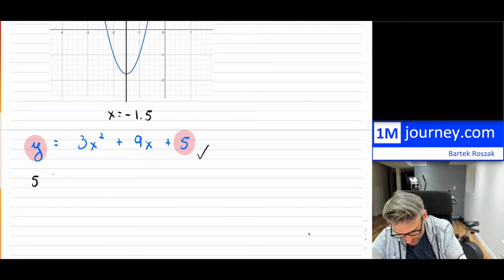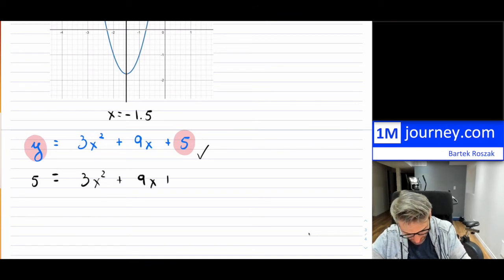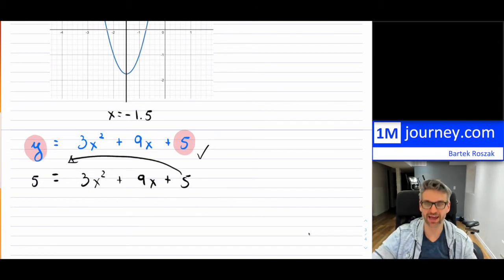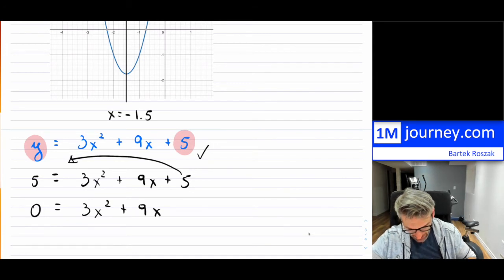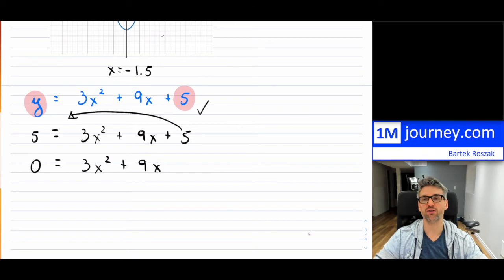That's going to be 5 is equal to 3x squared plus 9x plus 5. Now, bringing this 5 over to the other side is going to cancel that 5 because it's 5 minus 5, which is 0. What I will have is 0 is equal to 3x squared plus 9x. Now what I'm doing is trying to solve for x. I'm trying to find where x belongs when y is equal to 5.